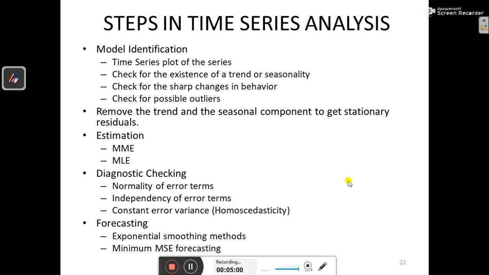The last step is forecasting, using exponential smoothing methods or minimum MSE forecasting. MSE means minimum square estimation. You can go for forecasting the data for the future.